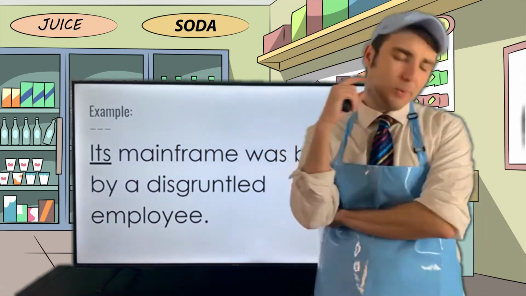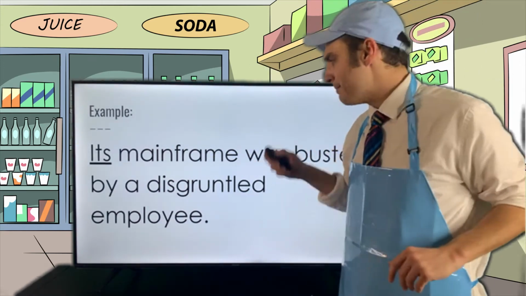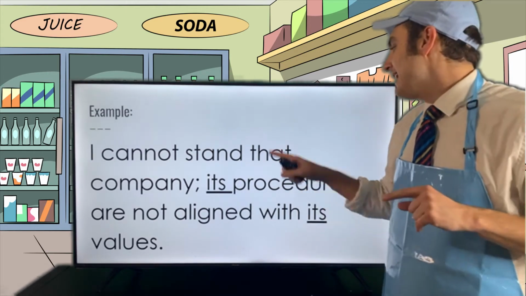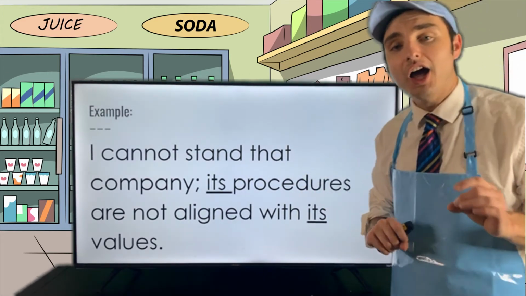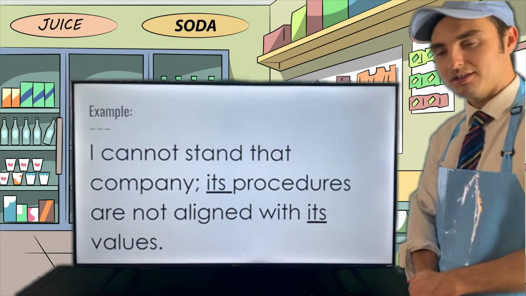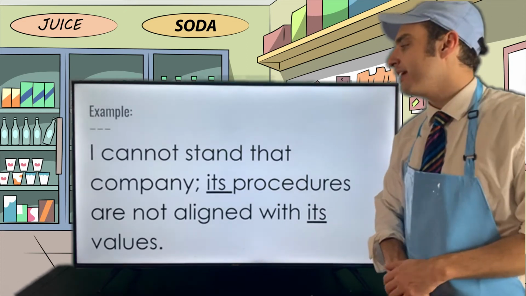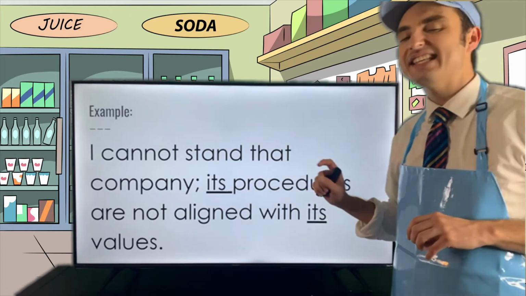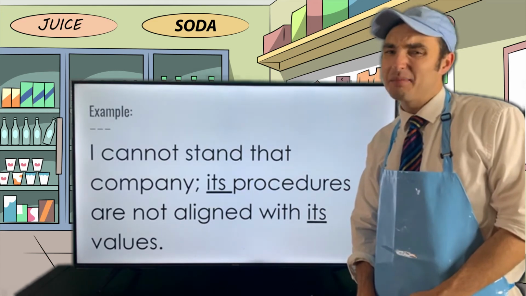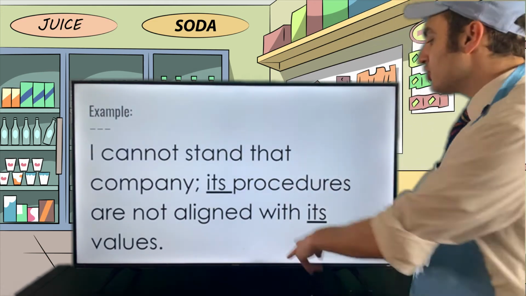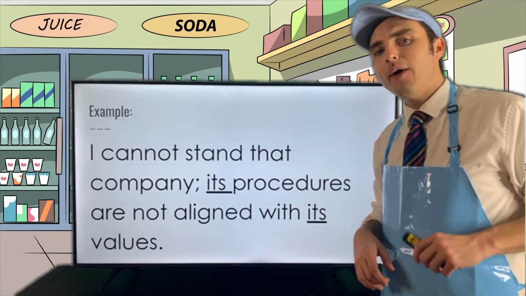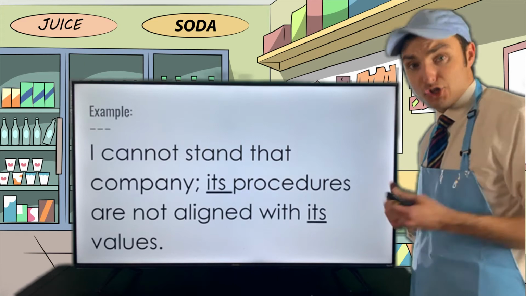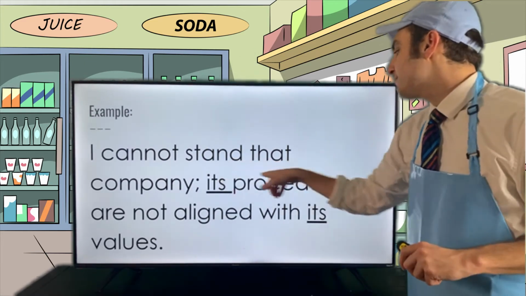But should we do another example? Absolutely. Let's do it. Example. I cannot stand that company. Ugh. Its procedures are not aligned with its values. I'm going to go ahead and read that again. I cannot stand that company. Its procedures are not aligned with its values. Oof, talk about a bad company. If we look at the two its used here, we can go ahead and determine that they're the possessive form of it. Because I don't see an apostrophe anywhere. Do you? Nah. Its procedures.